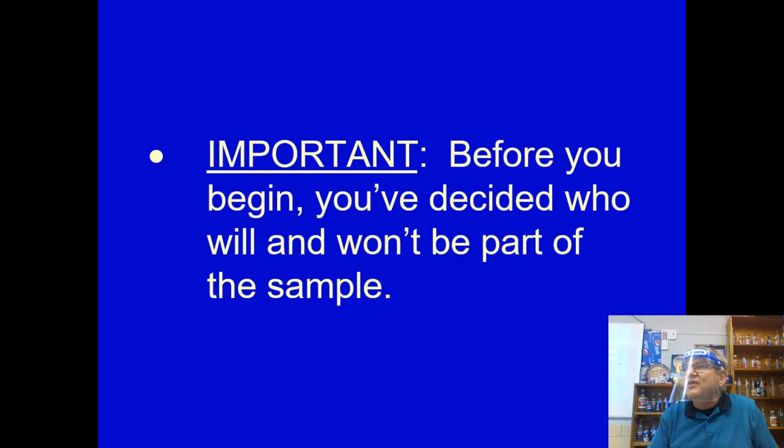One way that they'll do systematic samples is when they call people to do political polls and that kind of thing. They'll say, okay, we're going to go through the phone book and call every 50th number in the phone book.